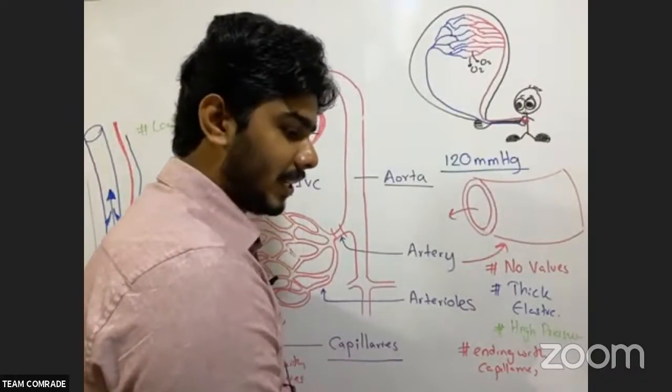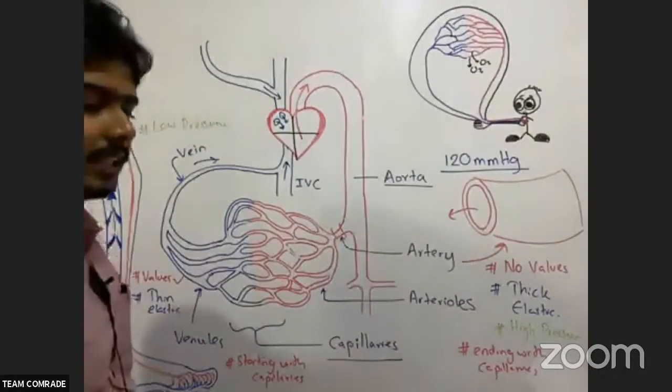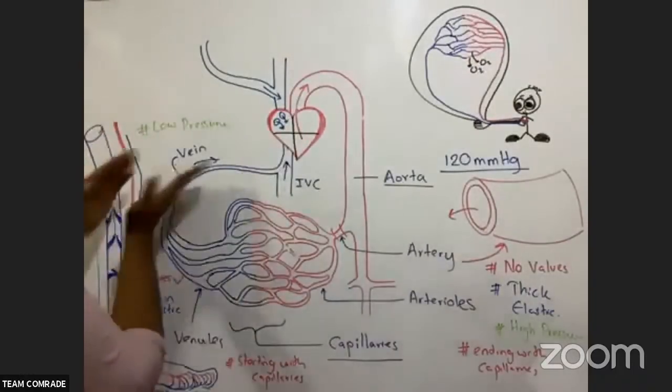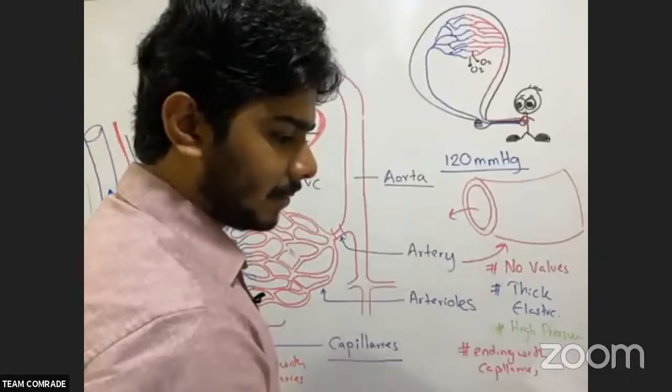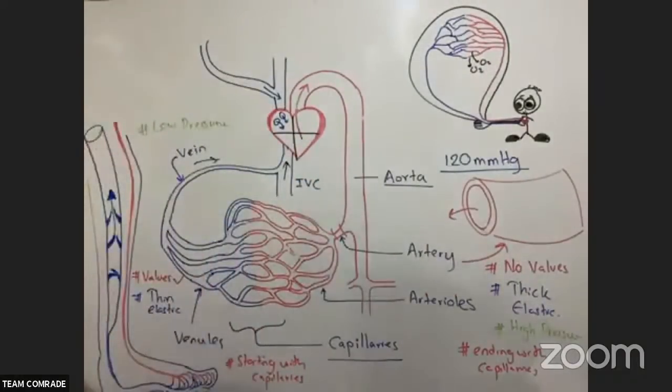Next come veins. I told you now, the blood vessels that take the blood towards the heart, that we call veins, right? If you don't understand any part, please ask me. Features: walls are thin, valves are present, blood flows with low pressure, and veins start with blood capillaries, right?